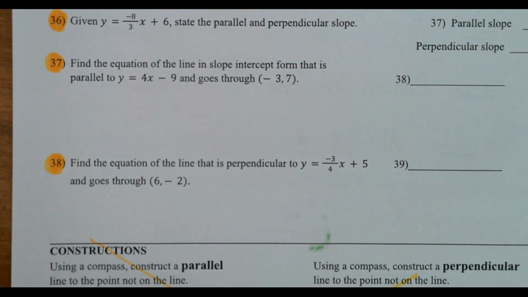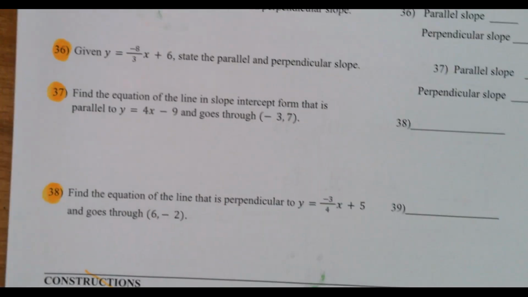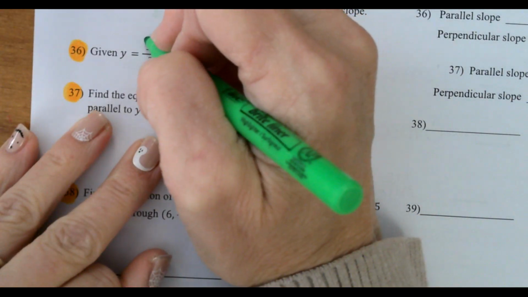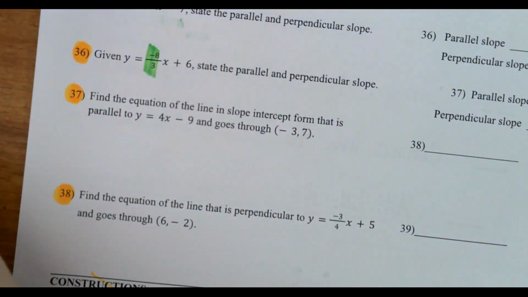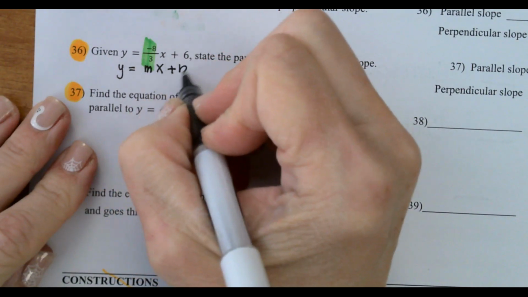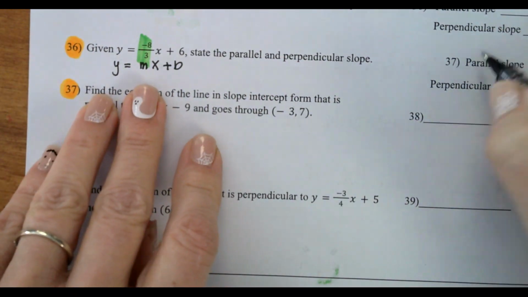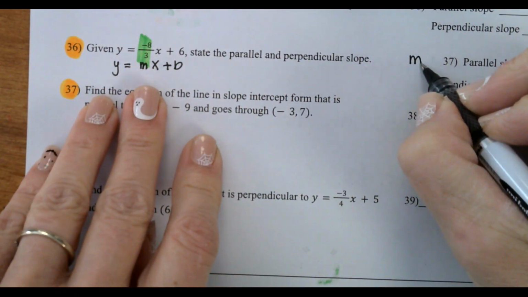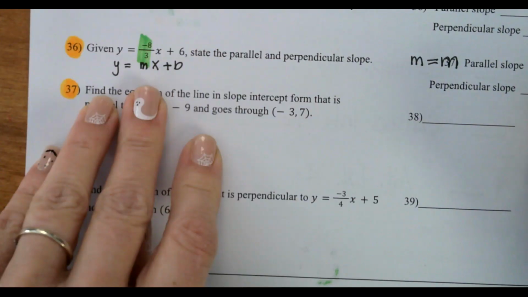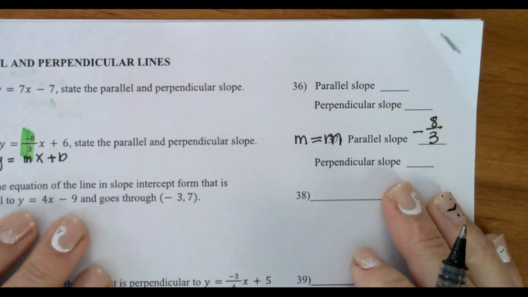Okay, got a couple more here. Oh, 36. I don't have to do any work with 4 and 6. Y equals mx plus b. So m is my fraction. Parallel slopes are the same. M is equal to m. I just have to write that number down. 8 over 3, and it is negative. All I have to do is write it down.